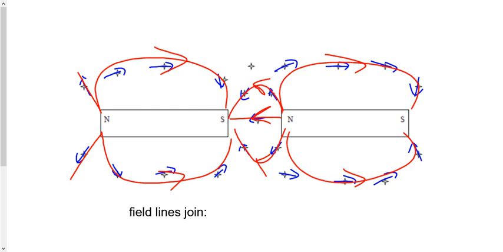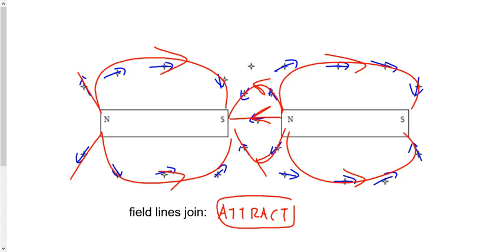What do you think that means? When the field lines join up in between these two magnets, it means that these two magnets will, what is it? Right? Attract each other, right? Just like with electric fields, right? When field lines joined up with the electric fields, there was an electric force of attraction. Here, when the magnetic field lines join up, we get a magnetic force of attraction.